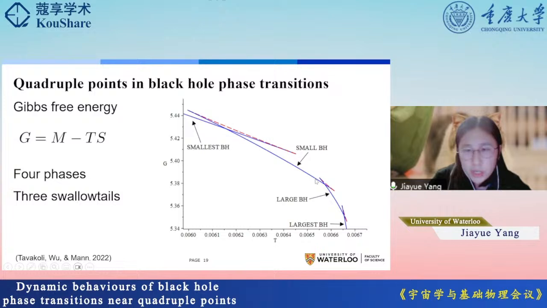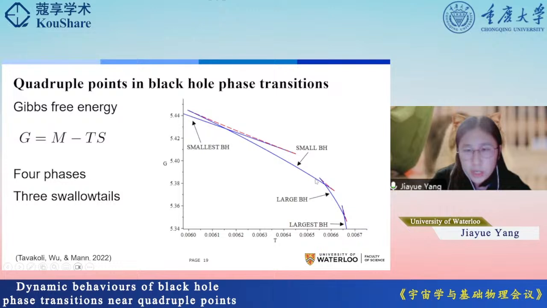So this is a diagram. And if we choose this specific pressure, and also the charge coefficients here, if we choose these specific parameters, we can make the three swallowtails meet together, so we get this point. It is the intersection of all the four phases.